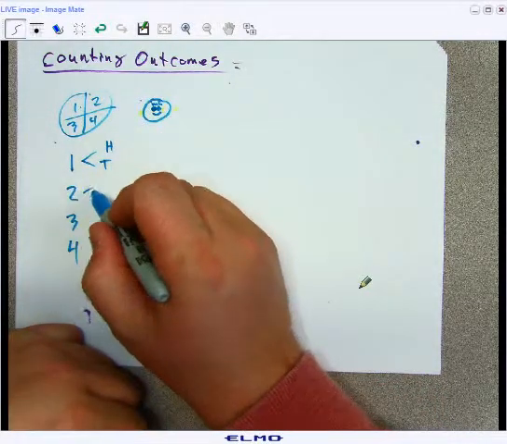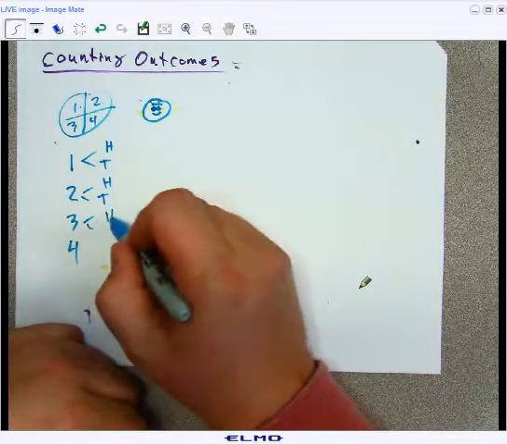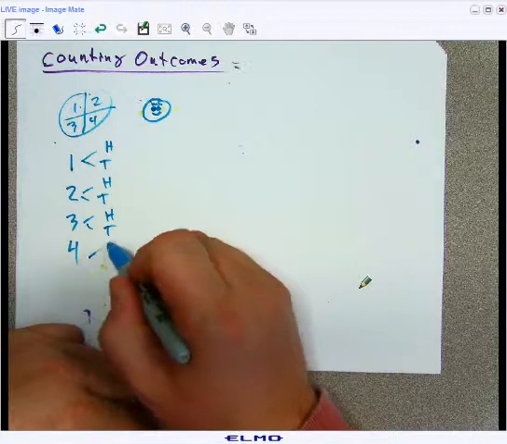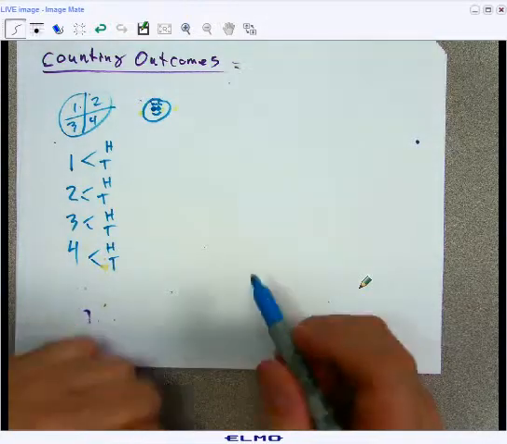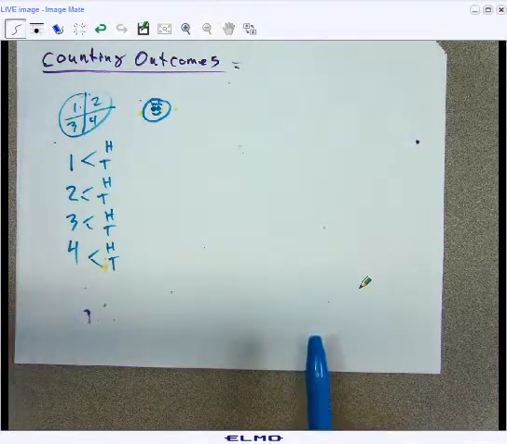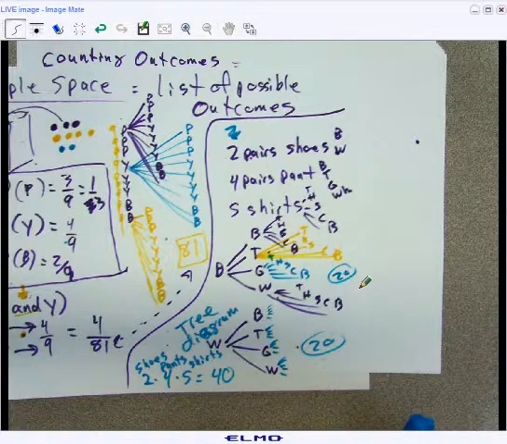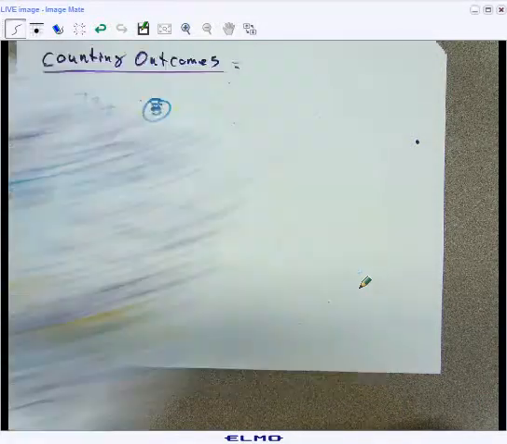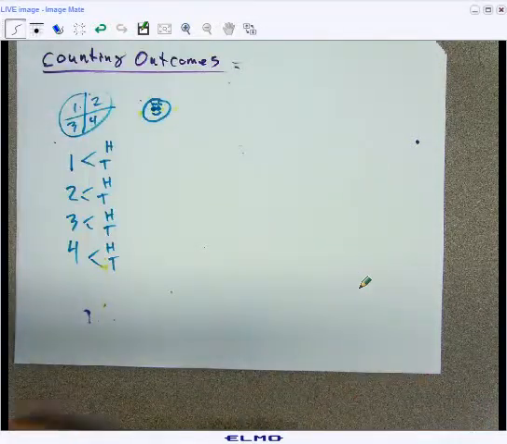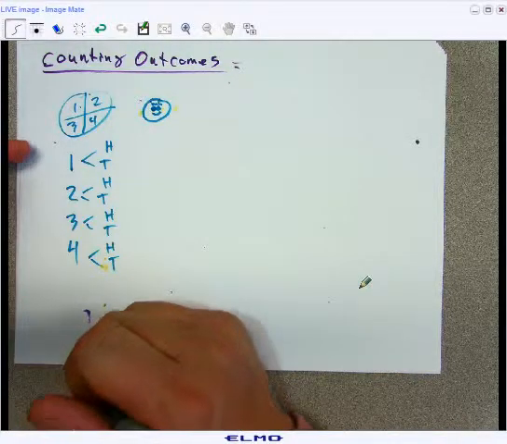You could get for 2 a heads and then a tails. If you got a 3, you still can get a heads or a tails. So now I've drawn a tree diagram of my possibilities. Now, we saw from a previous problem that your tree diagrams can get pretty crazy pretty fast. So what I want to do is help you find a way to come up with a number of outcomes a bit more easily.